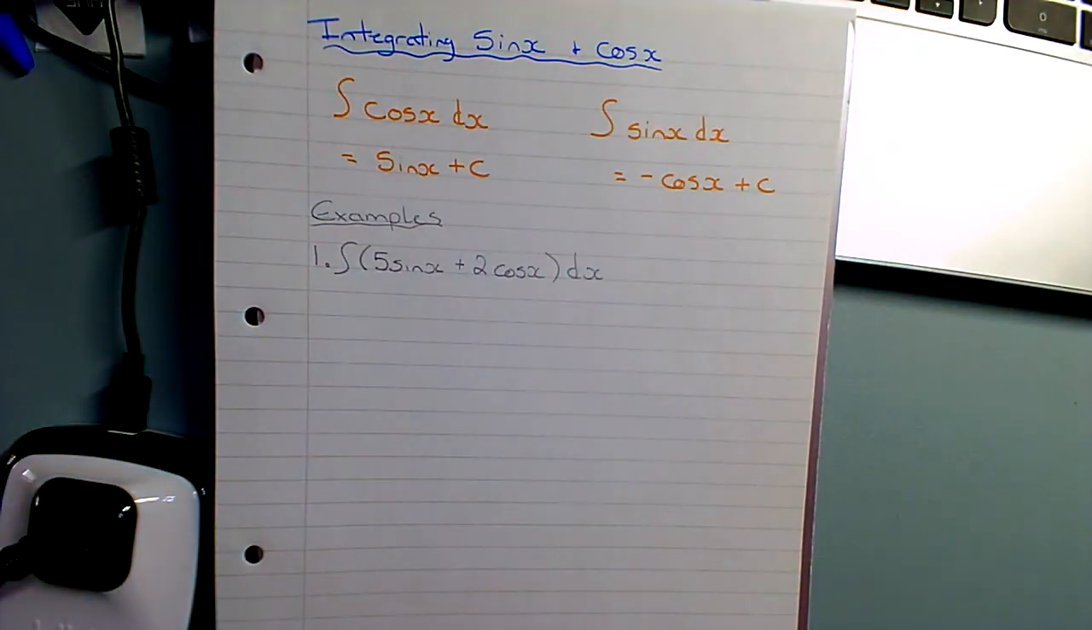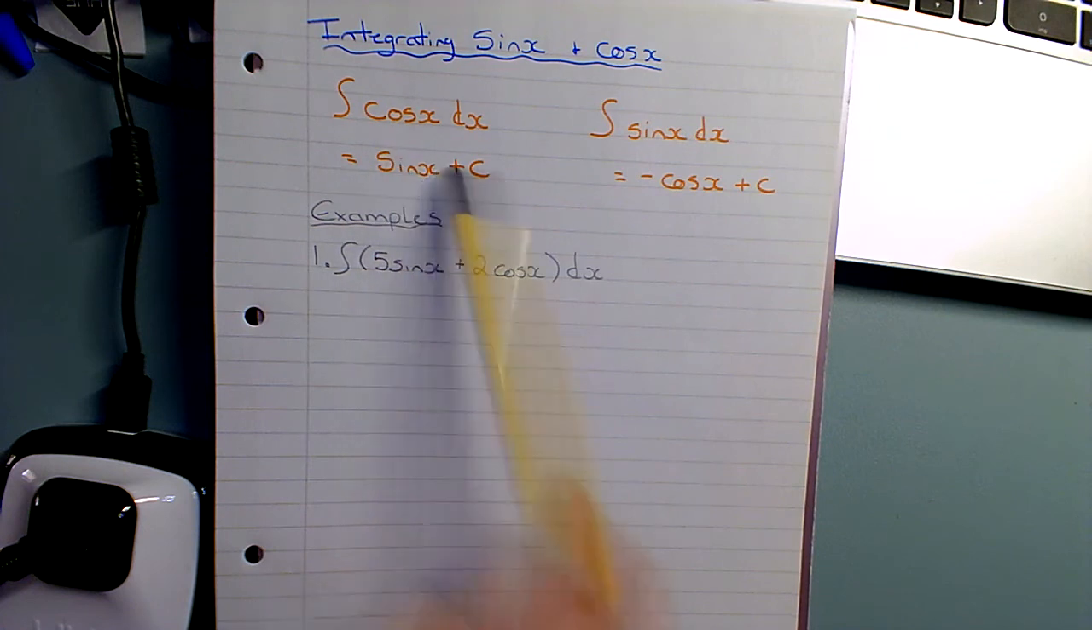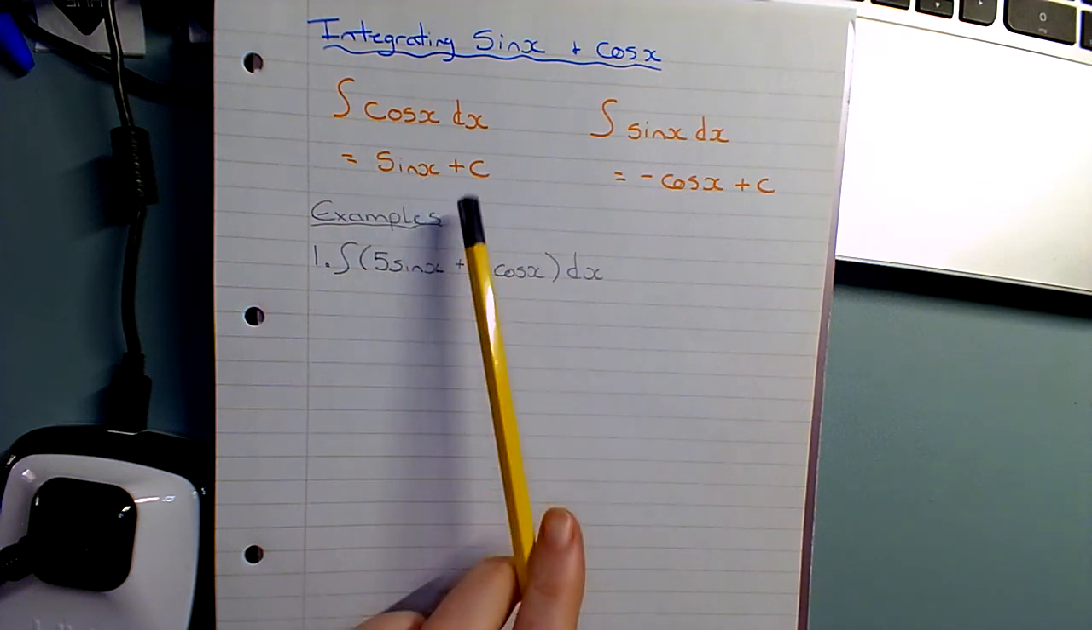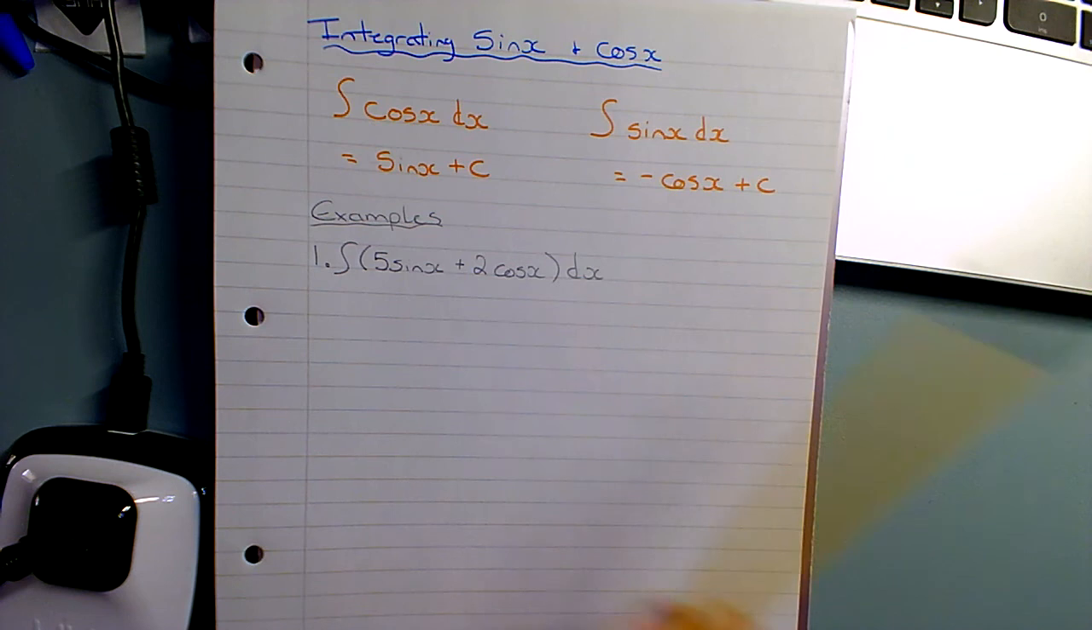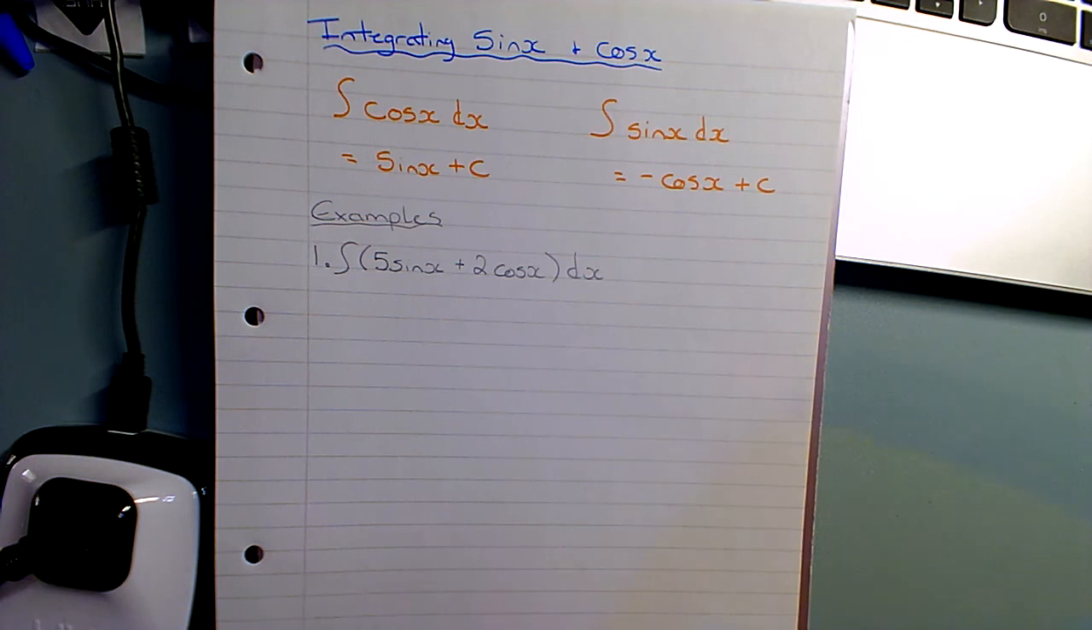We're going to look at integrating the trig functions sine x and cos x. So you will see that if you integrate cosine of x, you will get sine of x plus c. And if you integrate sine of x, you are going to get negative cosine of x plus c. Now, just as your general integrals.